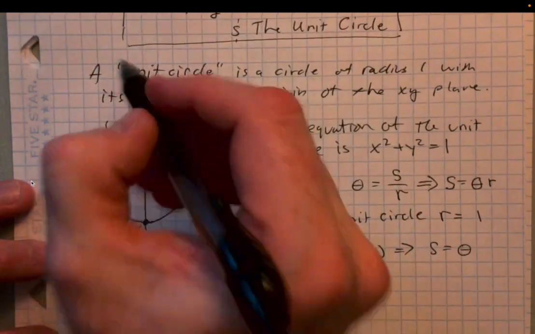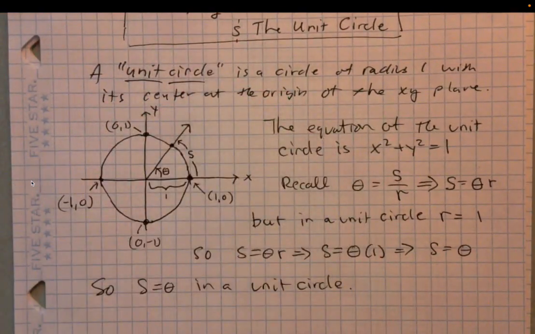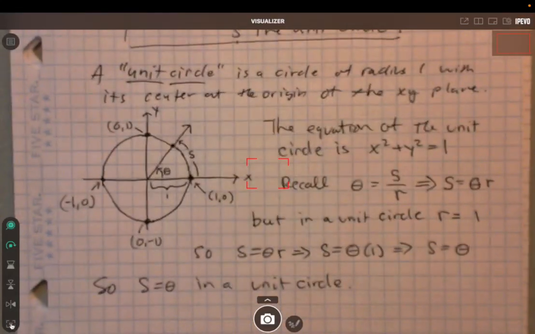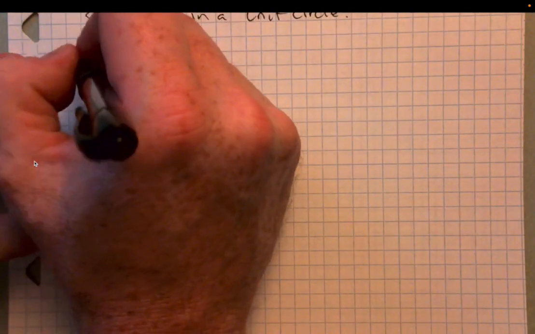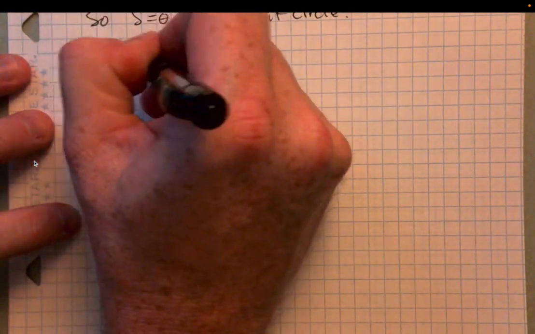So this is what we mean by the unit circle. You can think of this as a definition of the unit circle, and also an immediate consequence of the unit circle, and a tie-in with the idea of radian measure. Now let's talk about the trigonometric functions.